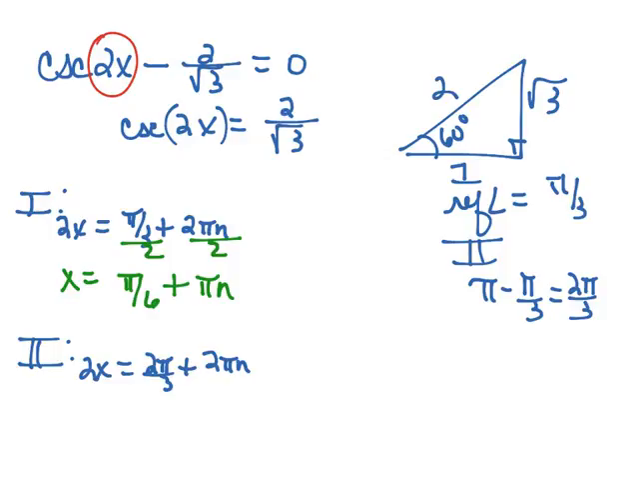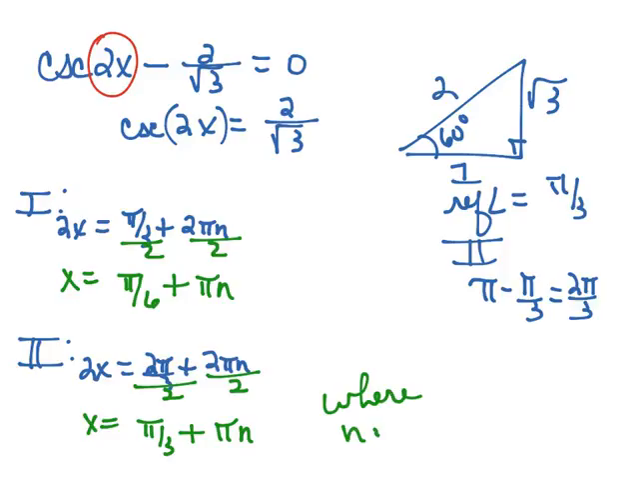Same thing for our second quadrant answer. If we go through and we divide by 2, 2 pi over 3 divided by 2 would be pi over 3, and 2 pi n divided by 2 would be pi n. Of course, this is where n is an integer.